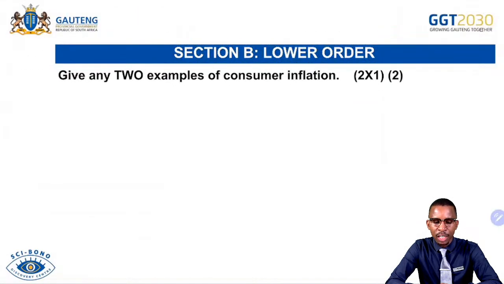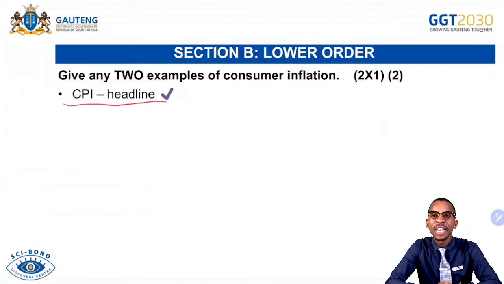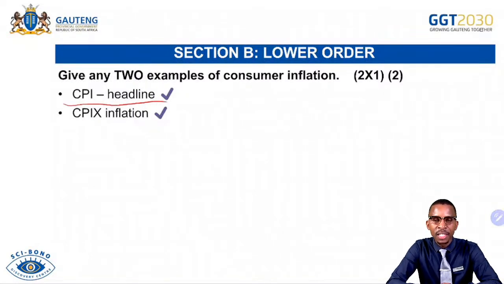Then we continue. Give any two examples of consumer inflation. Remember, we have about 4. So we have CPI inflation or headline inflation. Remember that this is inflation or consumer inflation that has not been adjusted. It has an effect of mortgage bond or interest. And then we have CPIX inflation. This is the inflation that has been adjusted. It does not have the effect of mortgage bond. So that simply indicates to you that CPI inflation is always more than CPIX inflation because CPI is unadjusted, right? CPIX has been adjusted.